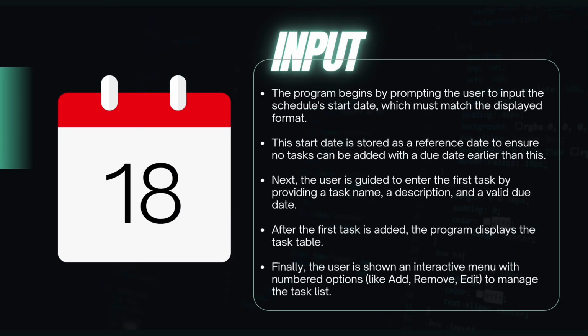Now, we will go over what needs to be put in as input in order to make the program work. First, the program begins by prompting the user to input the scheduled start date, which must match the display format. This start date is stored as a reference date to ensure no task can be added with a due date earlier than this. Next, the user is guided to enter the first task by providing a task name, a description, and a valid due date.